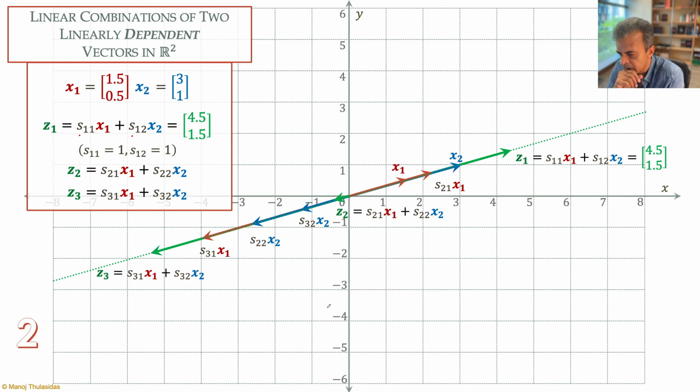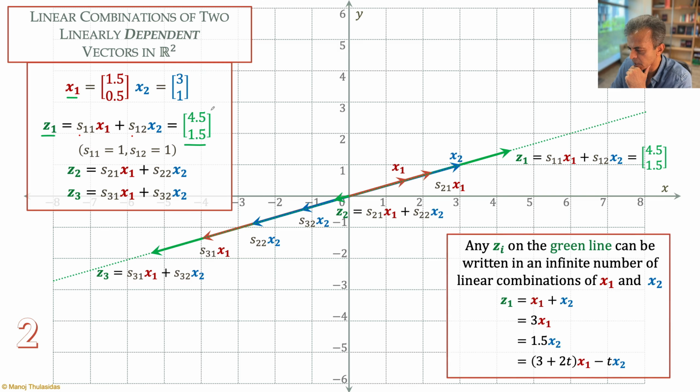More than that, can you see that given any green vector on that line, you will be able to write it as not one unique linear combination, but any number of linear combinations. For instance, let's start with this particular z1, which was 4.5, 1.5. Turns out that you can get any number of possible combinations that will give me the green vector. So that's what I have written here. That is basically because x2 is just 2 times x1.